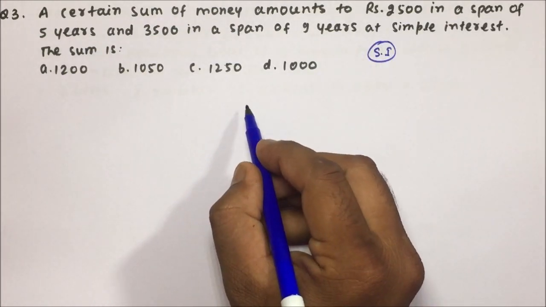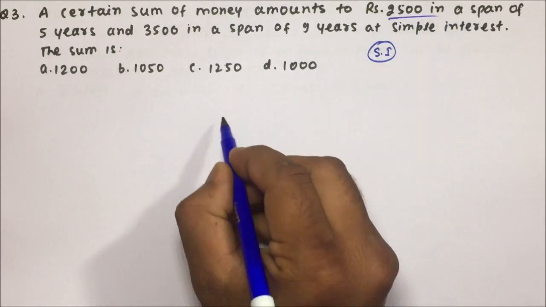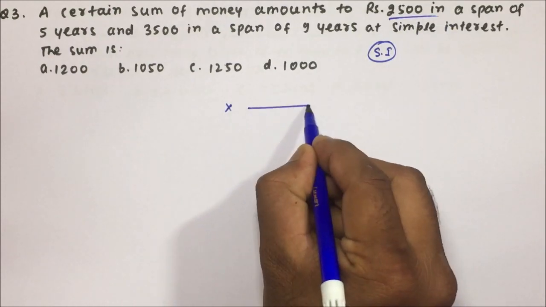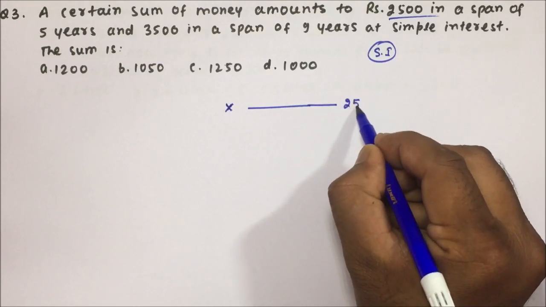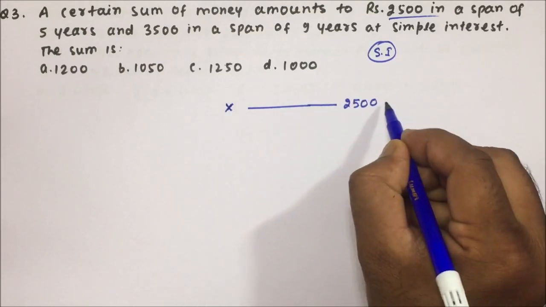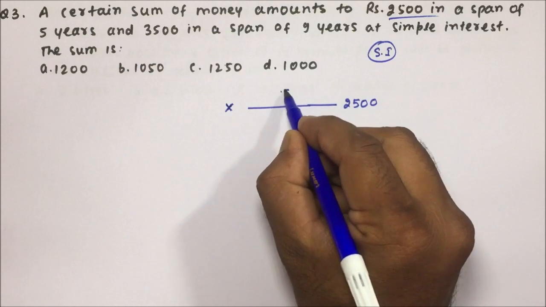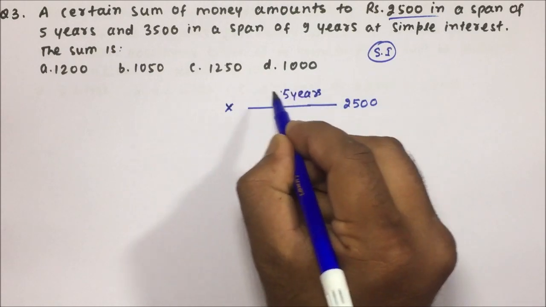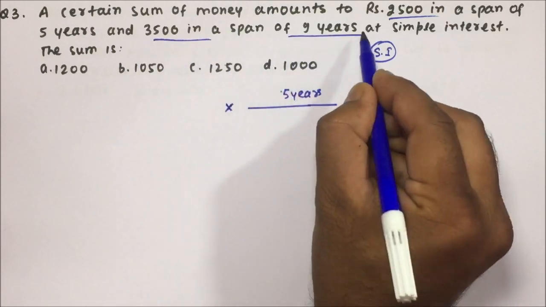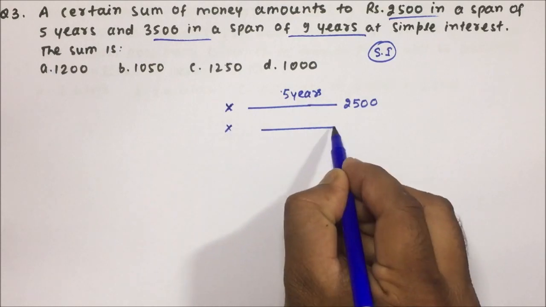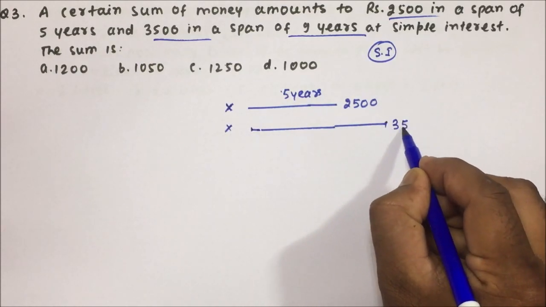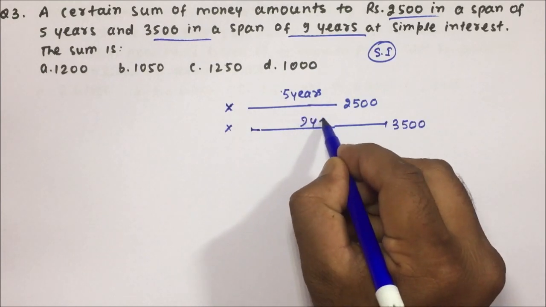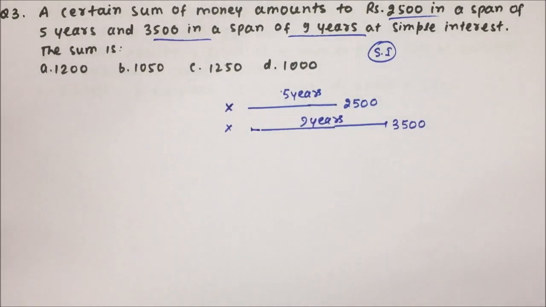A certain sum of money amounts to rupees 2,500 in a span of 5 years. So suppose, friends, somebody is investing X rupees, and it is becoming 2,500 in 5 years. Okay, and the same money becomes 3,500 in 9 years. So friends, the question is very simple. Just try to understand. It will not take more than a minute to solve.